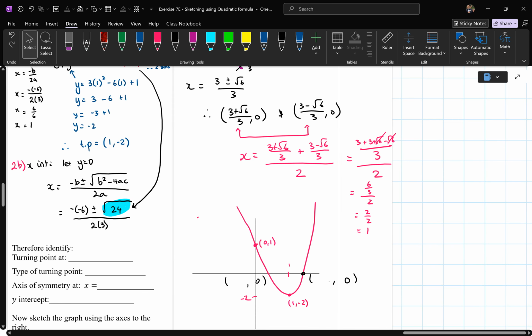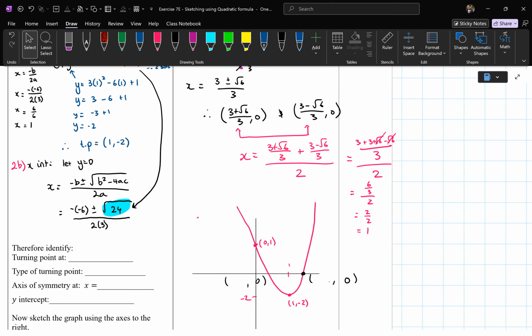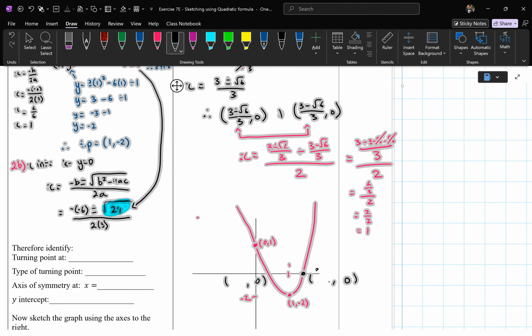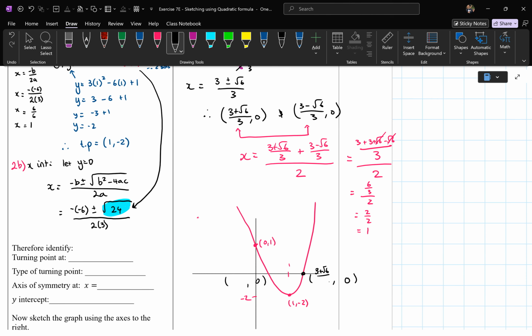3 plus root 6 over 3. Is it on the left or on the right? Right. On the right. Why? Because it's bigger. Yeah, it's bigger because you're adding 3 plus root 6 versus 3 minus root 6. Obviously, 3 plus would be bigger. So that's why the right-hand side has to be (3 plus root 6)/3, and on the left has to be (3 minus root 6)/3. There we go. That's your points all labeled, all in coordinates.